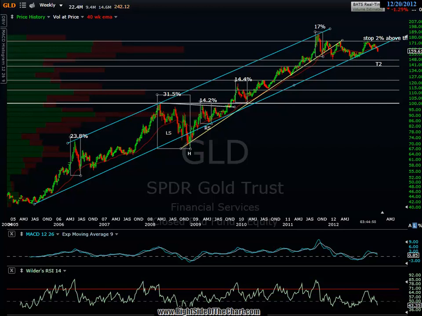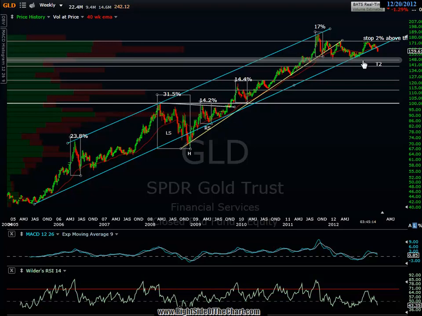Since we're looking at a weekly chart, my criteria for a breakdown on that channel would be a weekly close below, not an intra-week move. In other words, we've had quite a few days where prices pierce below but then close back above. So that's what we're looking at with gold, and this has been the long-standing second target, this line here, T2.